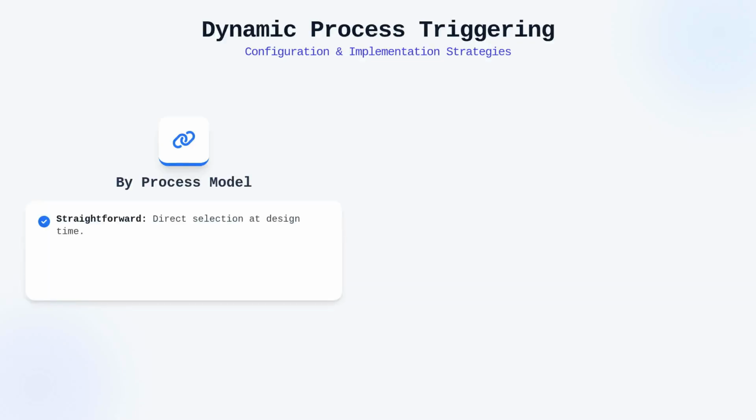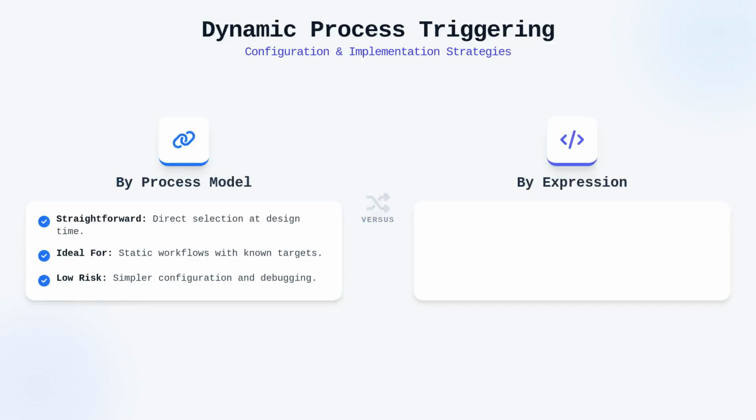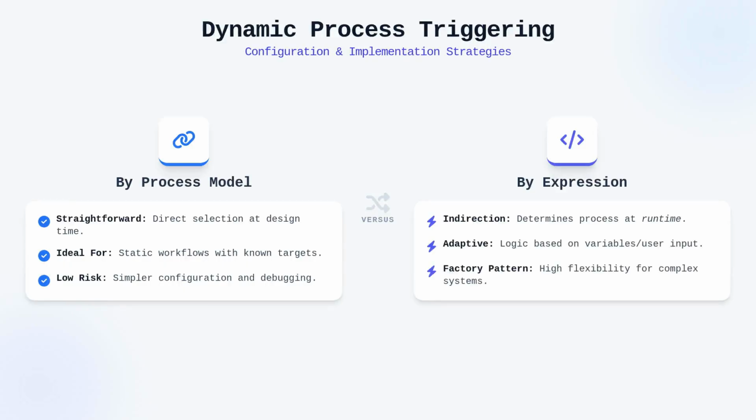Beyond timing, we must consider how to dynamically trigger these processes using either the by-process model or the by-expression configuration. Selecting a process model directly is the most straightforward method, ideal for static workflows where the process to be invoked is known at design time. However, using a process model expression provides a layer of indirection that can be incredibly powerful in complex enterprise systems. When utilizing an expression, you can write conditional logic that determines, at runtime, which process model should be executed based on variables or user input.